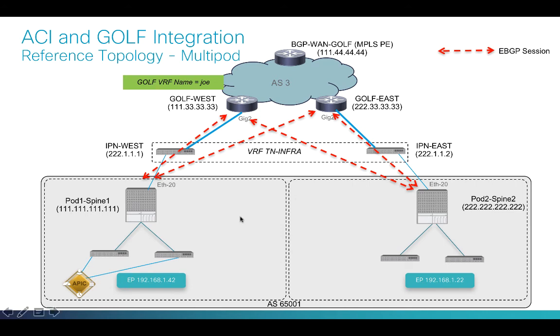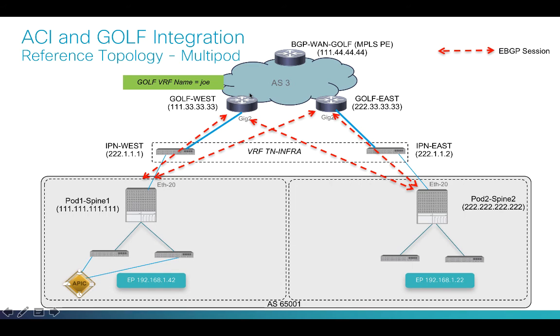So as you can see here, I've got multi-pod. I've got pod 1 to the left, pod 2 to the right. Notice the IP addresses. These are loopbacks, so all 1s for spine 1, all 2s for spine 2. I already have multipod up and running and connected, so you see my IPN devices are already configured and multipod is working. But what I'm going to do is connect my Golf routers to my IPN devices.